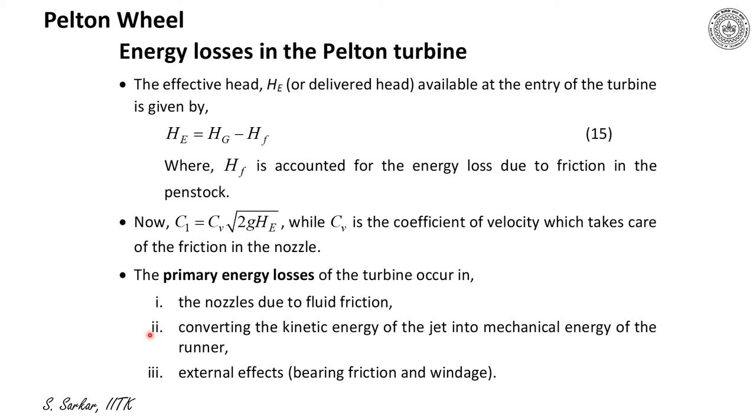and the second, in the rotor, converting kinetic energy of the jet into mechanical energy of the rotor, and the third, the external effects because of bearing friction and windage. So that's what I'd like to tell. The energy losses can be divided in principle into three components. One is that which occurs in the nozzle. Second, that which occurs in the rotor because of converting kinetic energy to mechanical energy. And third, because of external effects such as bearing loss and windage.